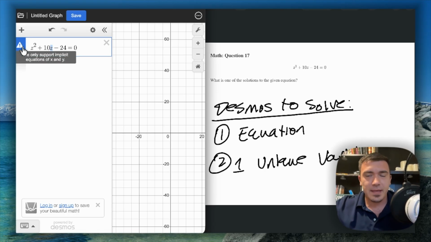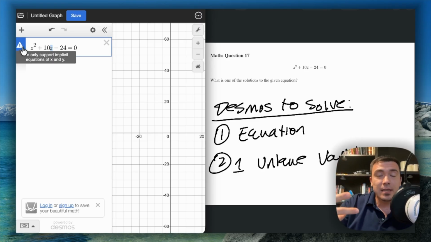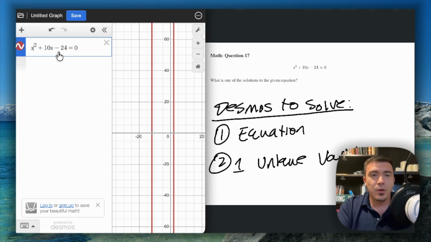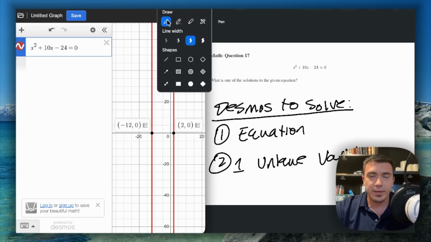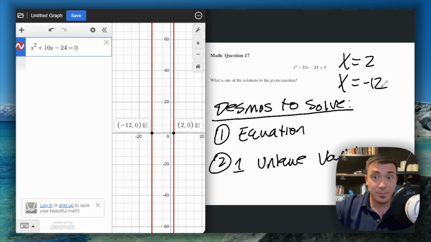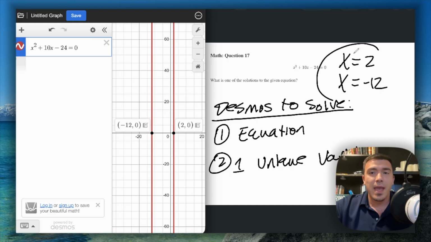In order to bypass this, you just need to make it clear to Desmos what z is. Z in this case is acting like my variable. Desmos always recognizes x as a variable. So if I just change z to x, now it'll actually go ahead and graph it, and it'll get me the 2 solutions at 2 and negative 12. So just like that, I got my solutions to this question by simply taking one variable equations and plugging them directly into Desmos.